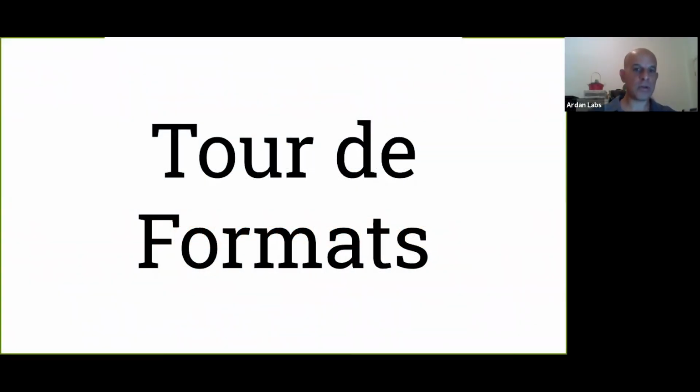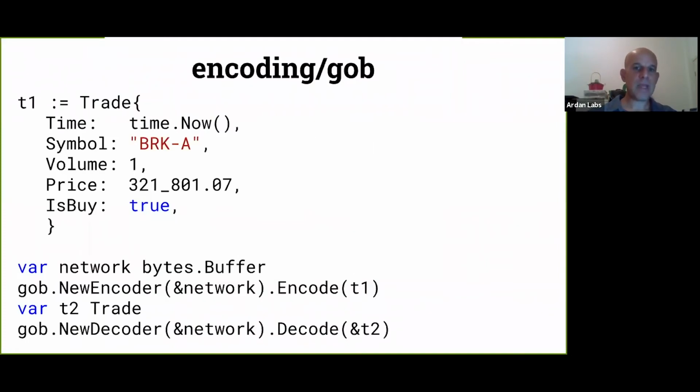So the next thing we're going to talk about is have a look at several formats. And the first format we have is a Go only format. This is known as GOB, and I think it's short for Go binary. We assume that we have some kind of a trade object that has a time, has a symbol, has the volume, how many stocks were bought or sold, the price that we bought or sold them, and if it was a buy trade or a sell trade. So did we buy the stocks or did we sell the stocks?